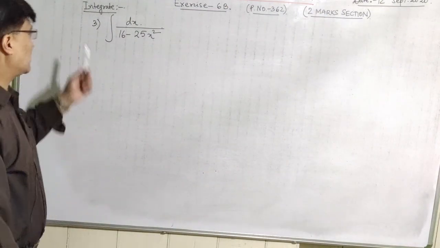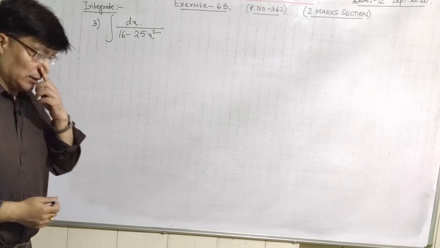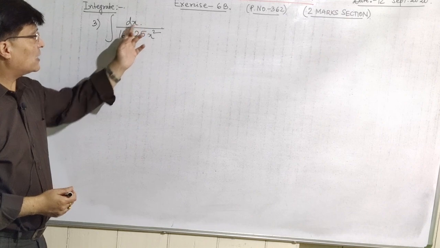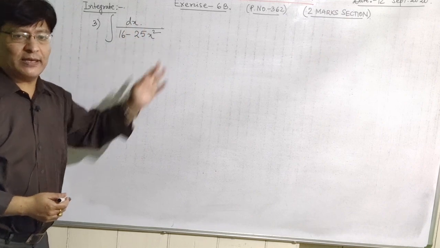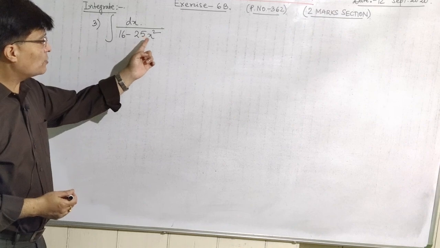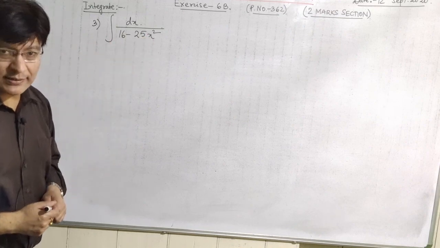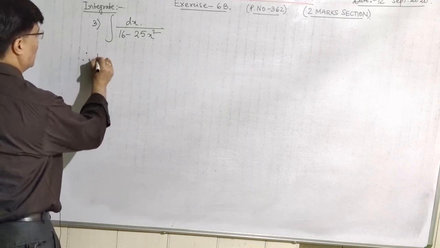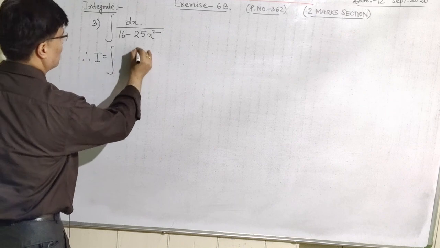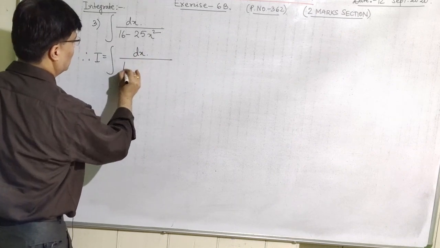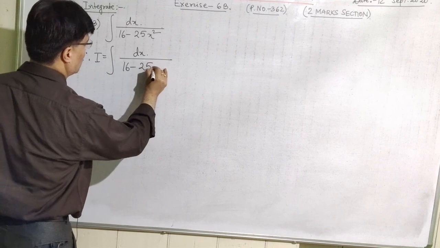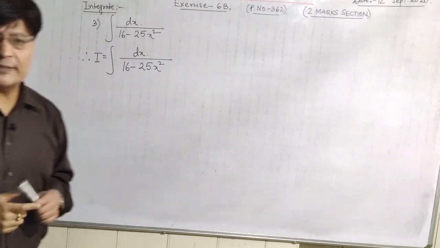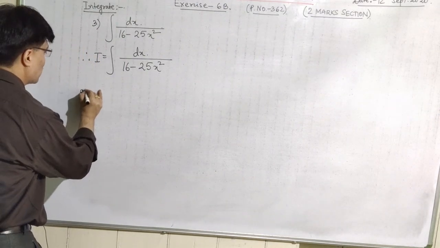So now we'll do the next problem, that is problem number 3. So let us integrate this integral. Number 3 is integral of dx divided by 16 minus 25x square. Here also the coefficient of x square is 25. You should make it 1, by taking 25 as common. So I is equal to integration of dx divided by 16 minus 25x square. So let us make the coefficient of x square 1 here by taking 25 as common.